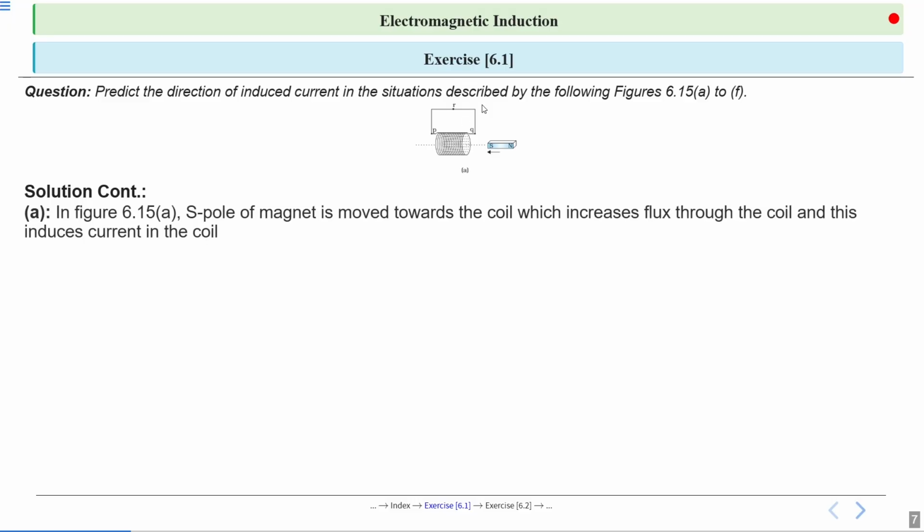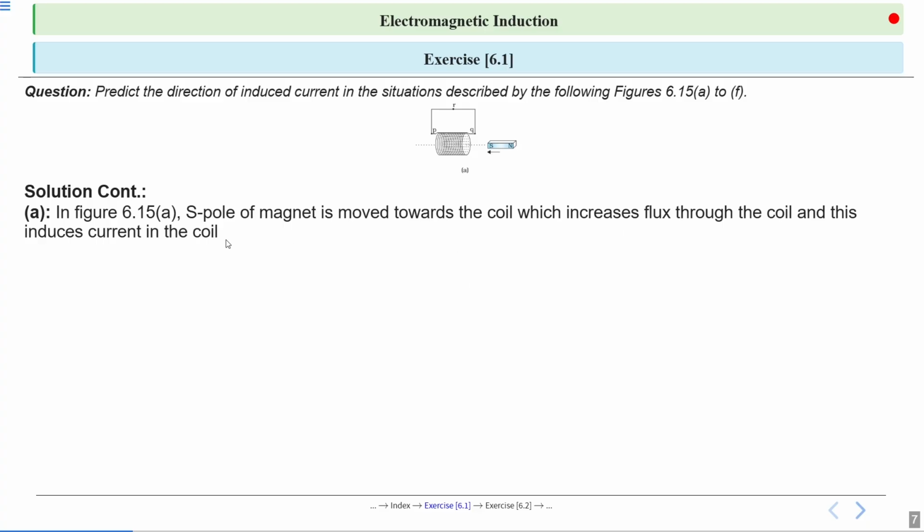Now let's do figure A. So in figure 6.15a, the south pole of the magnet is moved towards the coil. So if the south pole is moved towards the coil, then which pole will be generated to oppose the motion of the magnet? A south pole should be generated to oppose the motion. So the south pole of the magnet is moved towards the coil, which increases the flux through the coil.